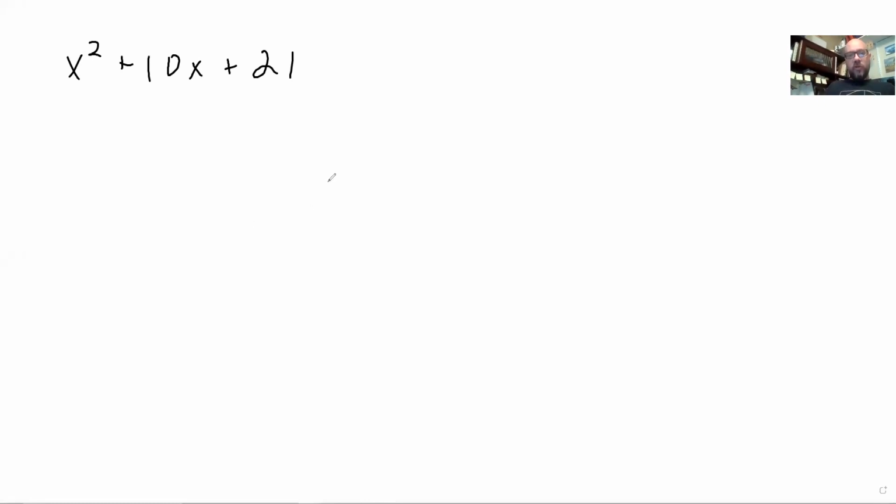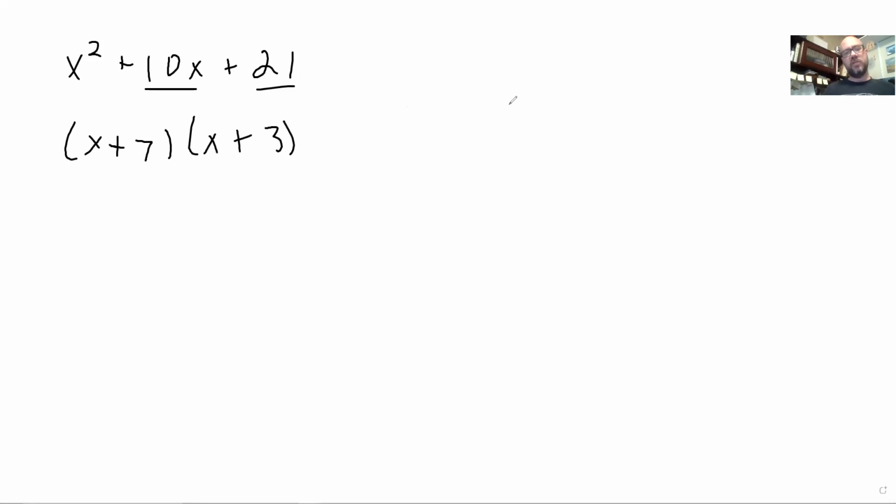What I'm looking for is two numbers that multiply to be this and add up to be that. Not the x, just the 10 part. And so those two numbers are 7 and 3. 7 times 3 is 21. 7 plus 3 is 10. Great. So that means that this factors as x plus 7 times x plus 3. And that is indeed true.